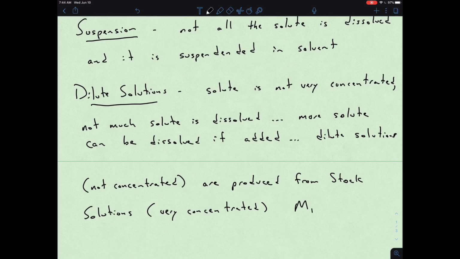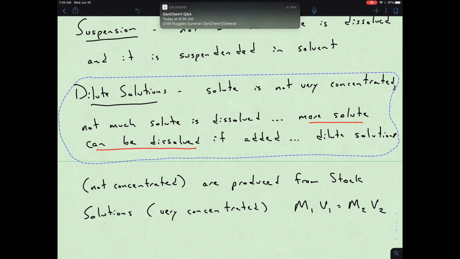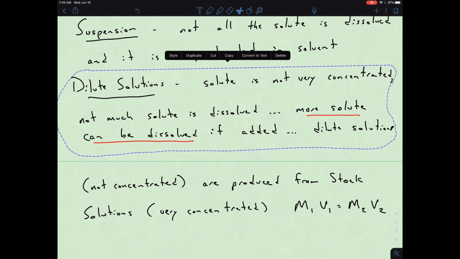Now you might remember the idea of M1V1 equals M2V2 as far as that goes. So for dilute solutions, mainly the big thing is that more solute can be dissolved. Right? We can actually put more of that solute into solution.